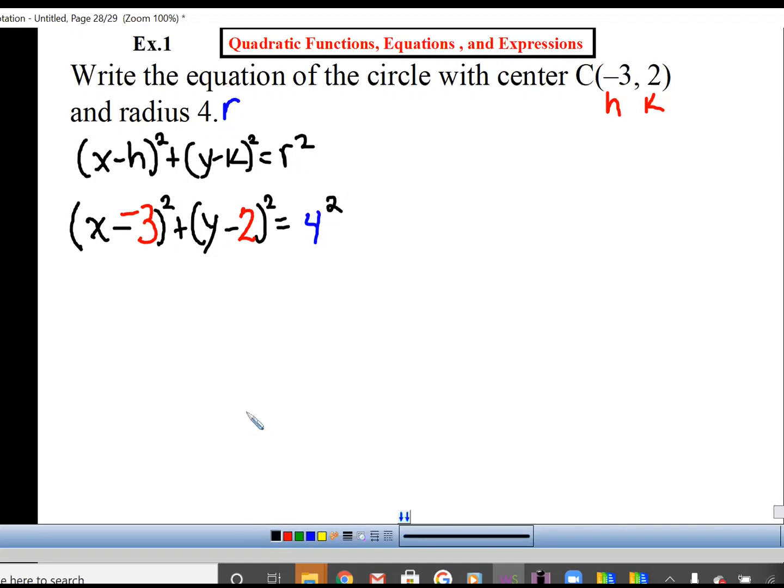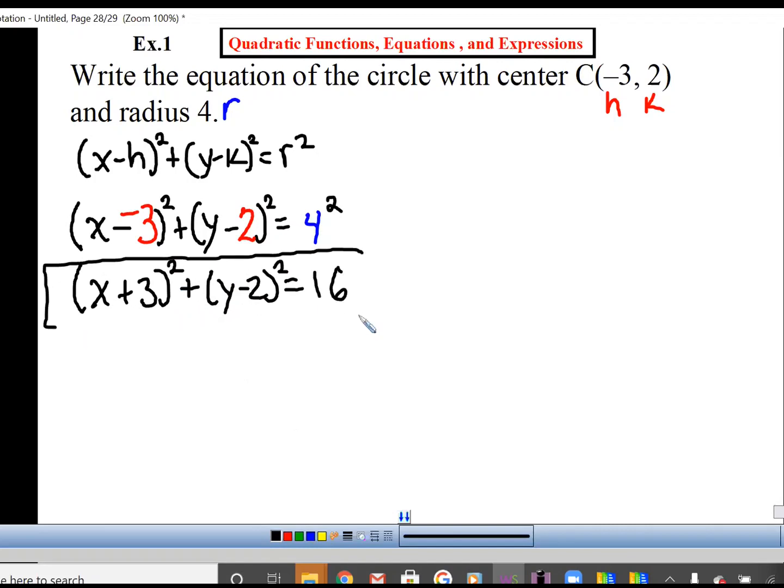And now I just simplify. Here it goes. Parentheses x, what is negative times a negative? +3, close parentheses squared, plus, can I simplify this anymore? No, y minus 2 squared equals, what is 4 squared? That's 16. And this is the equation for the circle. Copy that, please. Make sure you're using your colors.